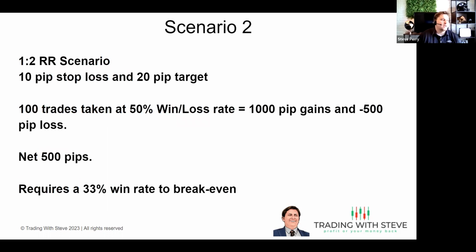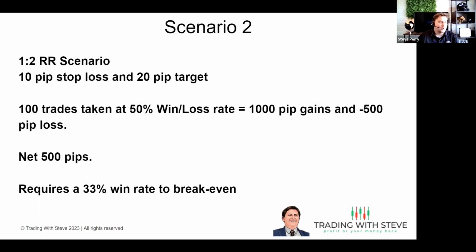Scenario 2 is a 1-to-2 risk to reward ratio. Okay, I always get this backwards. When I first started trading, the company I used to work for, we'd call it reward to risk ratio. And I think the standard in the industry, though, is risk to reward. So I need to train my mind to get back to that. But it's risk to reward ratio. And so this is a 1-to-2.